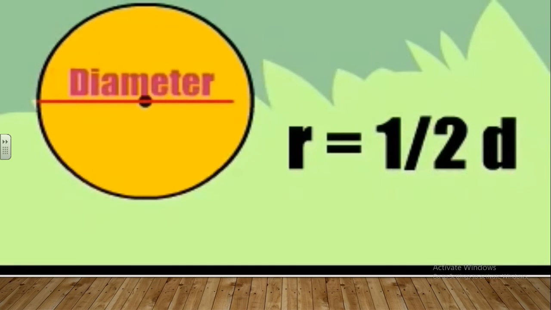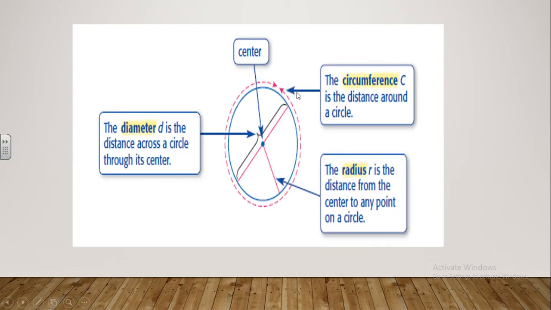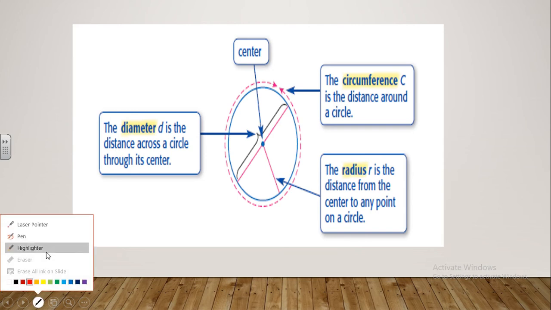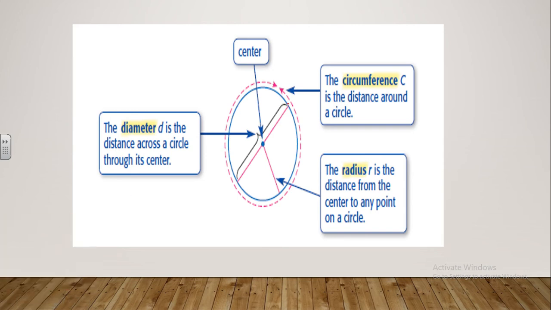Okay, guys, we finished the video. So let's start. First of all, that's the circle. The point in the middle is called the center. And you need to know that the circumference is the distance around the circle. So the distance around the circle is called circumference, and we give it C. So C represents circumference. Okay, this line is called diameter. We give it D. It is the distance across a circle through the center.